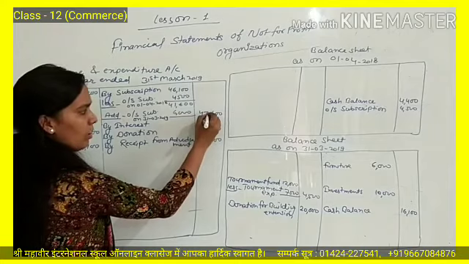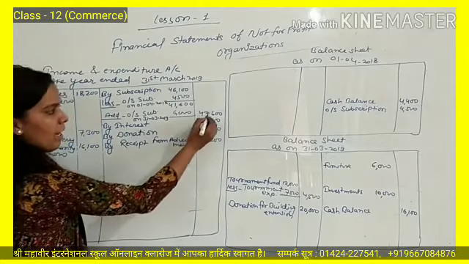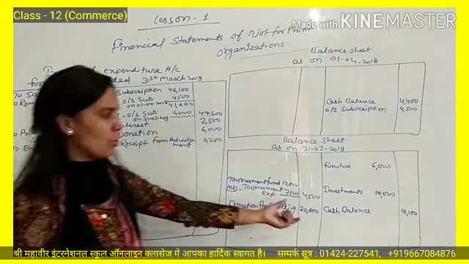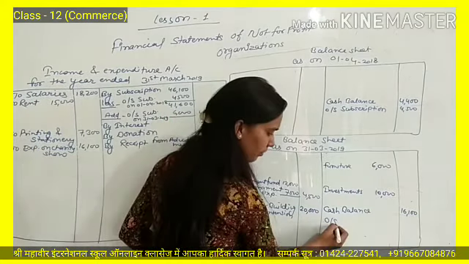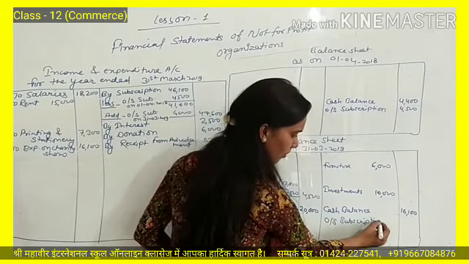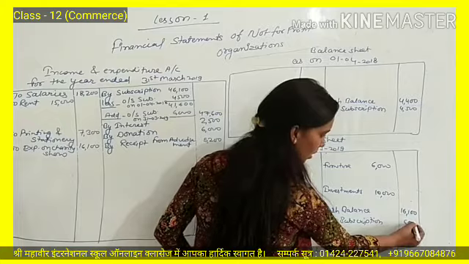So here you got net amount of subscription, that is 47,600. The same thing, this 6,000 will also be shown in the closing balance sheet. Outstanding subscription 6,000.